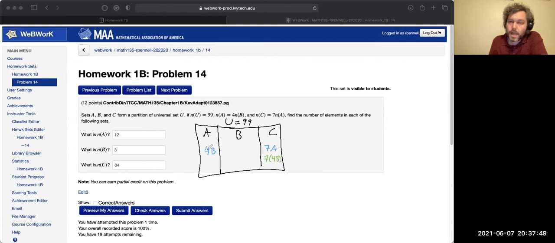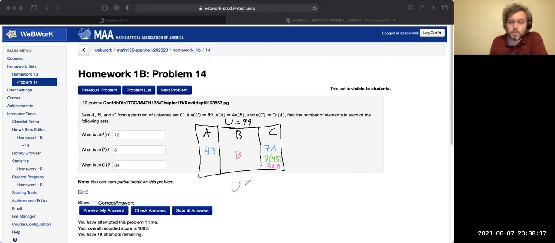Since I know that A is equal to 4B, that's what they told me, I could sub that in, just like our algebra class, and I would have 7 times 4B. So what's that? That would be 28B. So I have 4 B's here. I have 28 B's here. I have 1 B here.